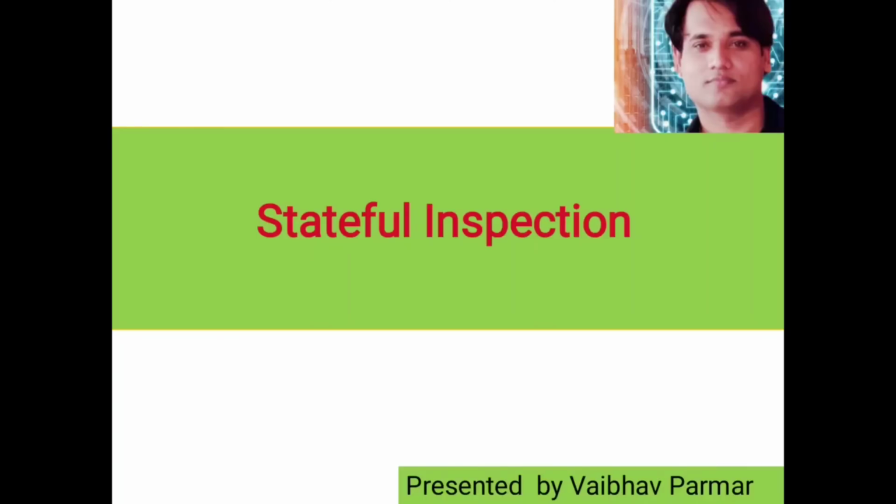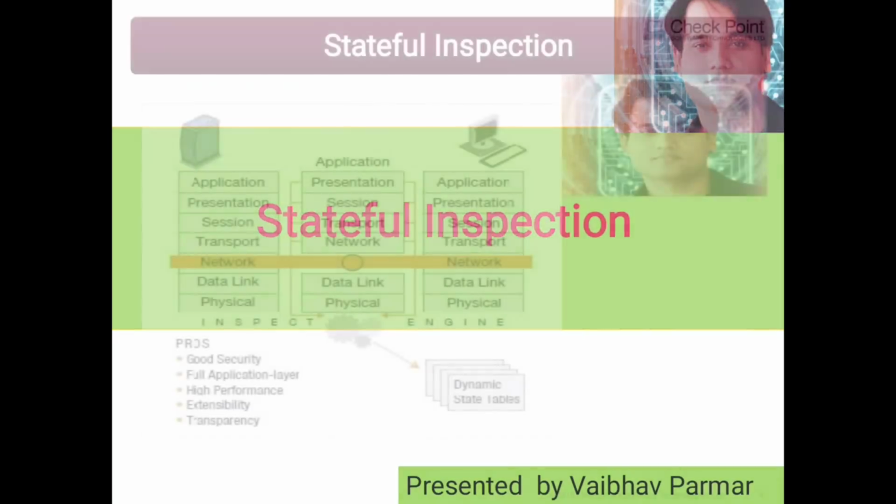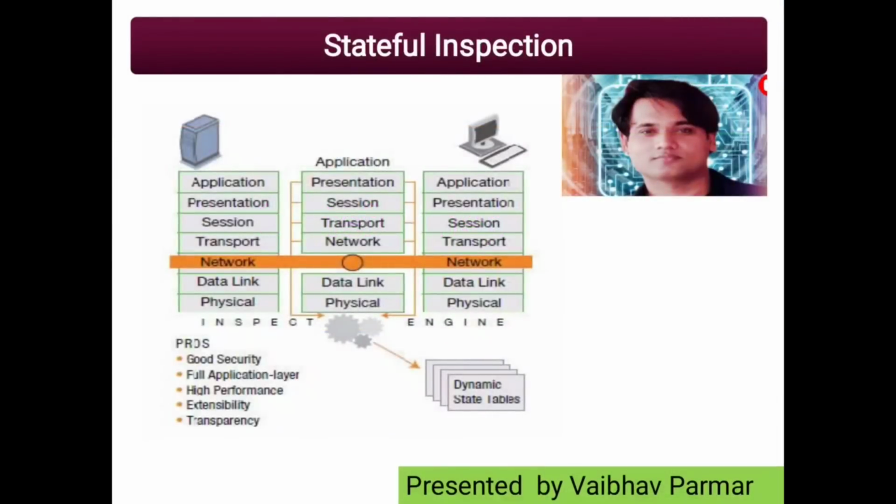The Check Point gateway has an inspection engine which examines every packet. Examined packet data results are stored in kernel tables and connection tables. As you see on screen, stateful inspection features reside at the network layer of the OSI model, which helps to provide good security, full application layer, high performance, extensibility and transparency.